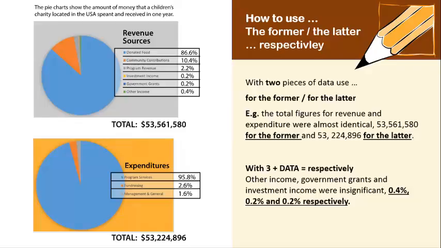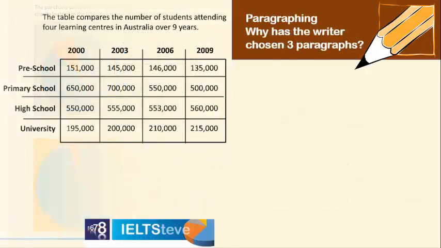So now when we have a look at this table here, we've just talked about tables. So how would you write that? You're going to see an example soon of the 3 paragraphs that this writer has chosen, but what would you choose? Have a think about that. Talk to your partner.